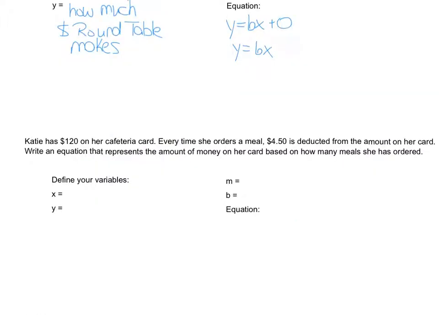All right, read this last one with me as we work through it. It says Katie has $120 on her cafeteria card. Each time she orders a meal, $4.50 is deducted from the amount on her card. Write an equation that represents the amount of money on her card based on how many meals she has ordered.